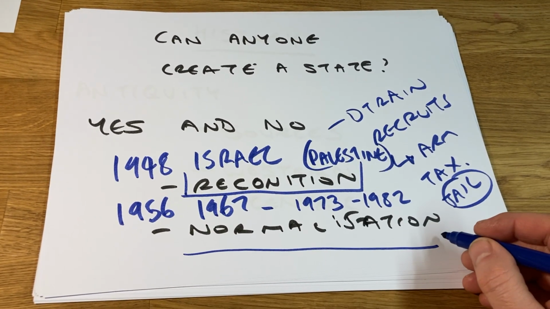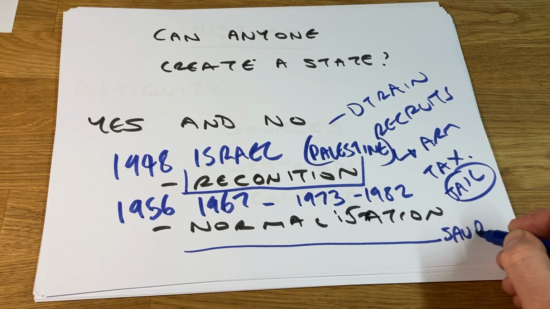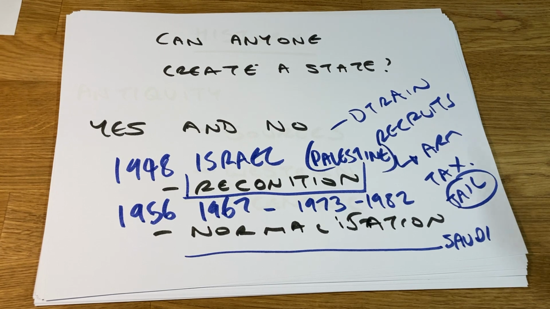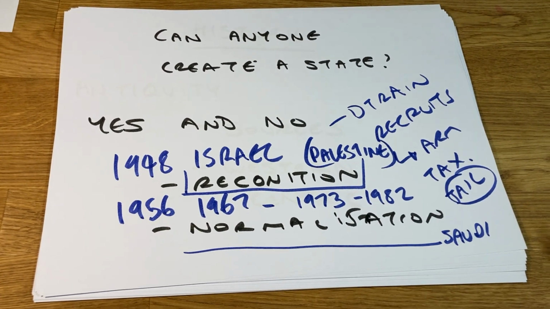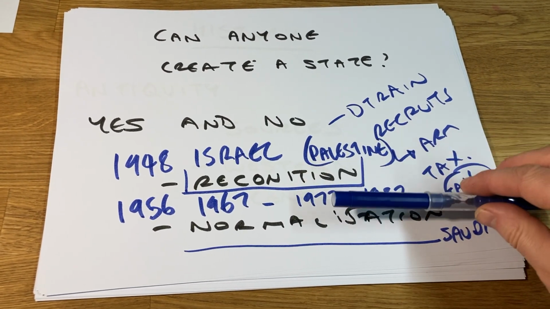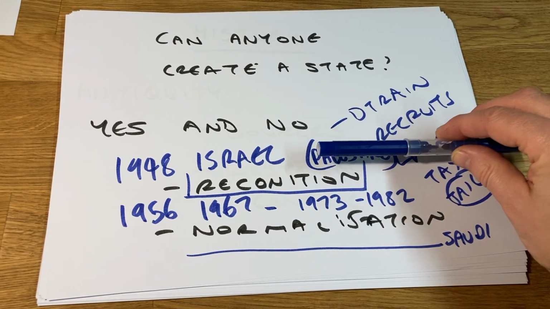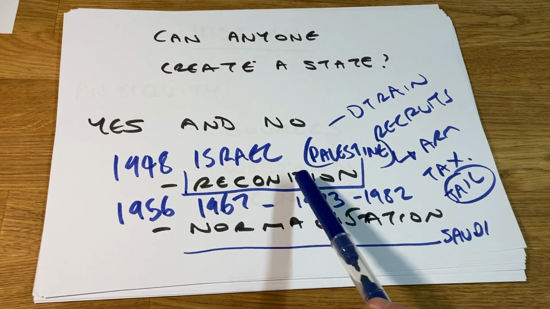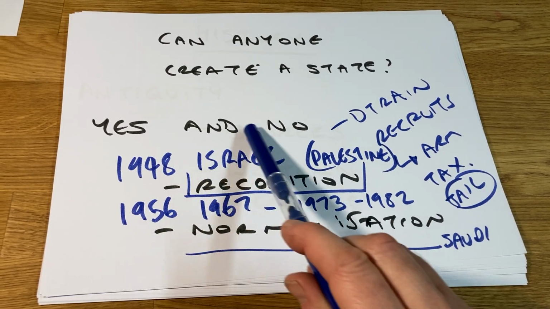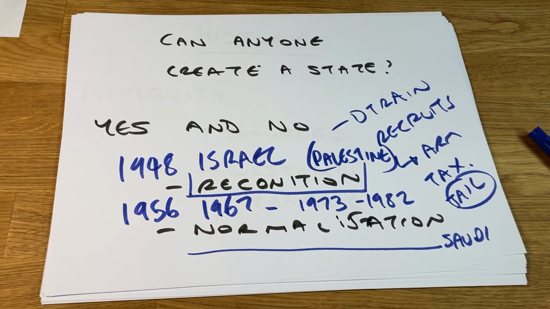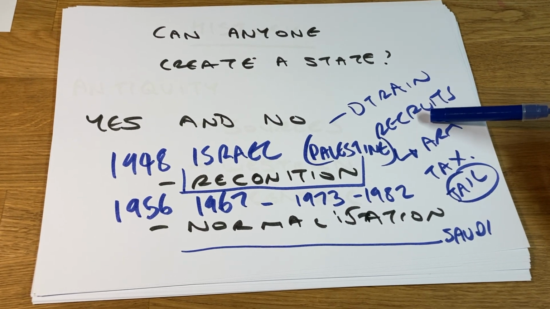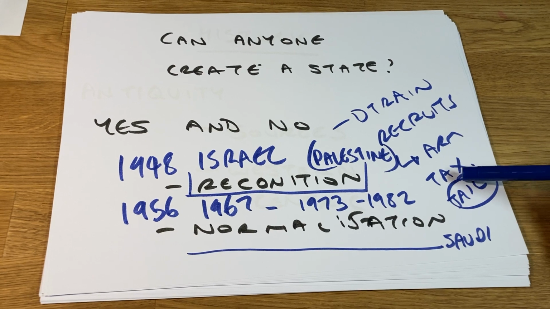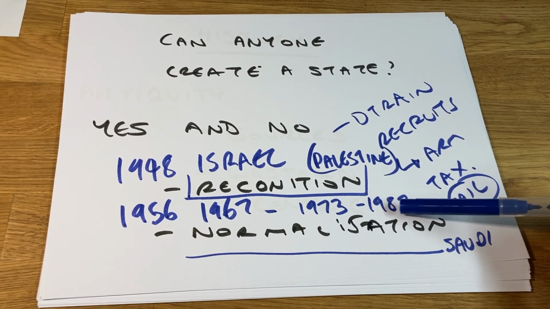The reason there is a war at the moment is really to do with the normalisation between Saudi Arabia. Again, I'm not going to get political, but a state will go through various phases of creation, recognition, and normalisation. Now, within Israel, the Israeli state has a monopoly of force. It has been able to recruit, it has been able to arm, it has been able to tax, and it has been able to form that state.